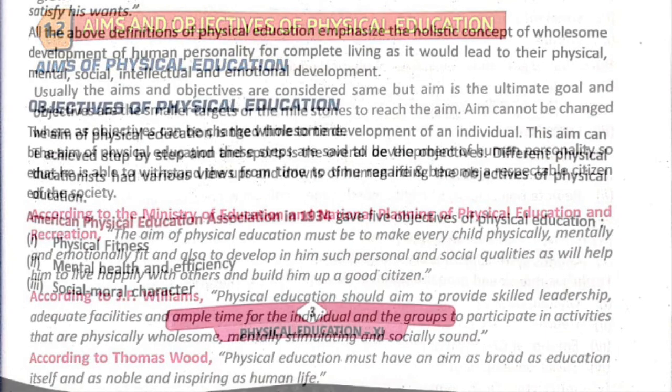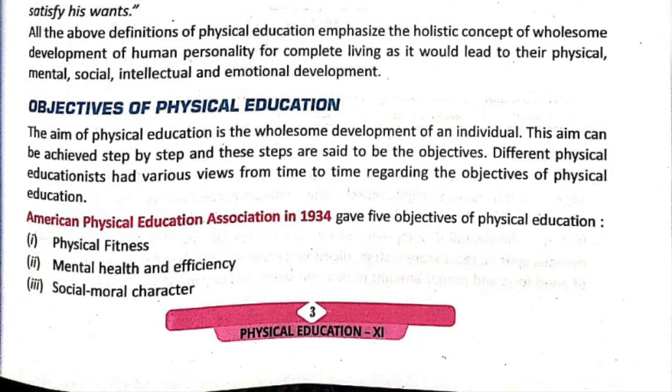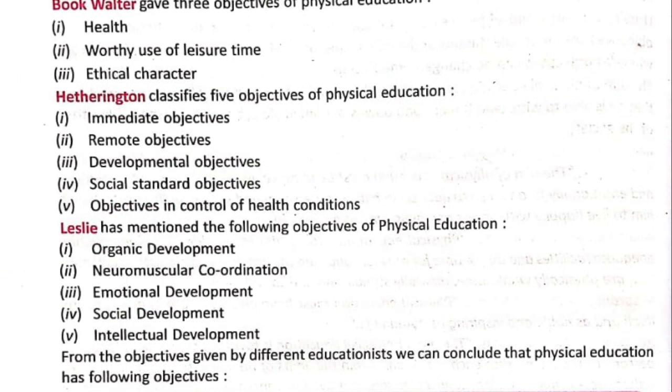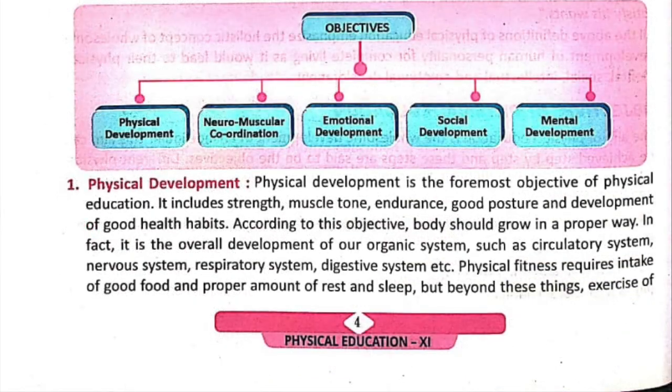Educationists have given different objectives. The first is according to the American Physical Education Association: physical fitness, mental health and efficiency, social moral character, emotional expression and control, and appreciation. In the same way, H. Clark, Bookwalter and Leslie have given their objectives. From all these objectives given by the different educationists, we can conclude that physical education has the following objectives.